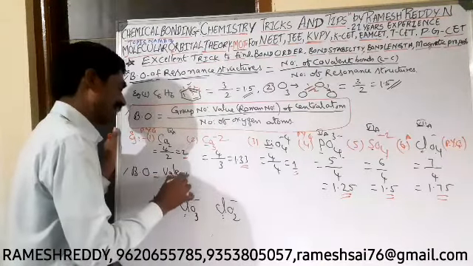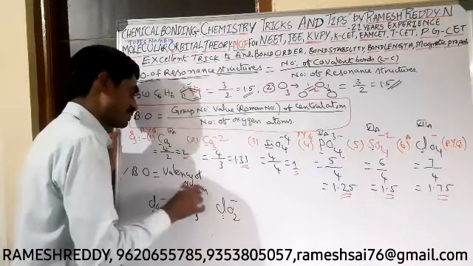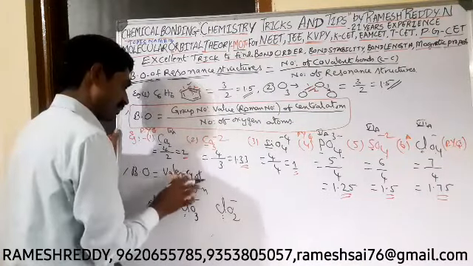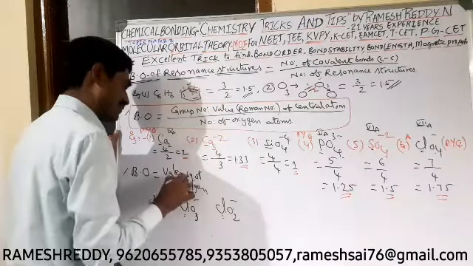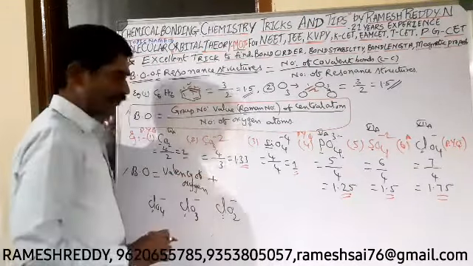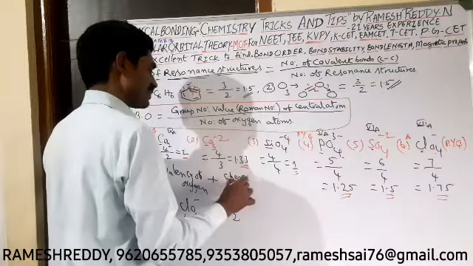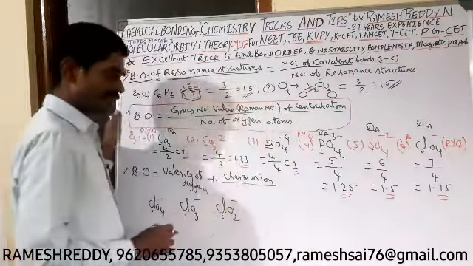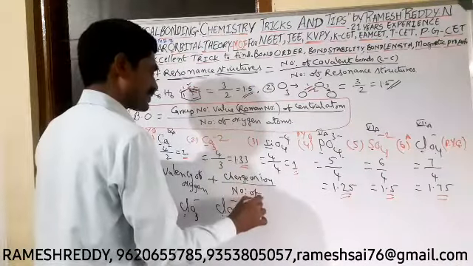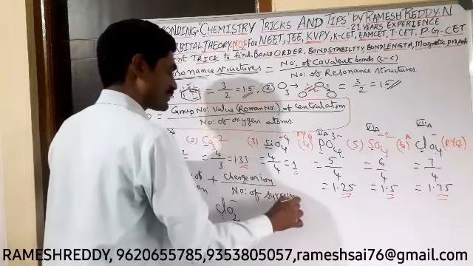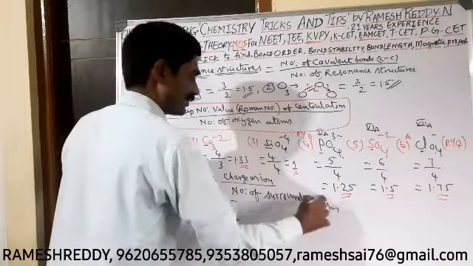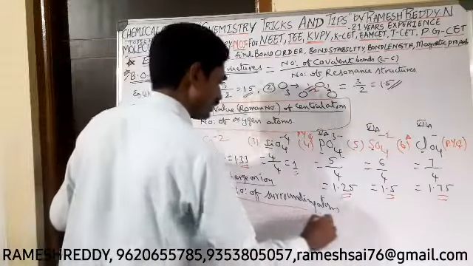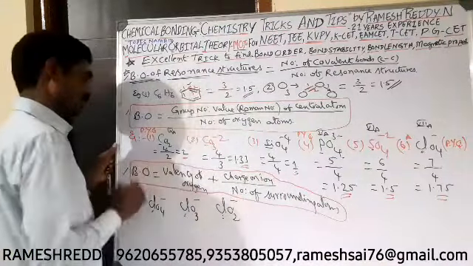So bond order is equal to the valency of oxygen, my dear students, the valency of oxygen, plus the charge on the ion, upon the number of surrounding atoms, or oxygen atoms.